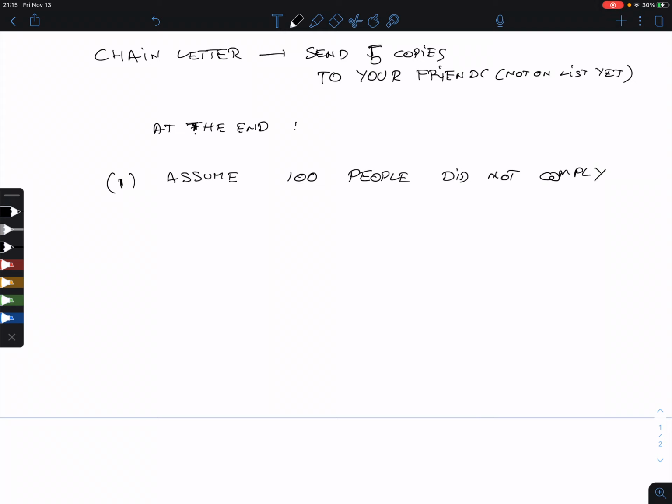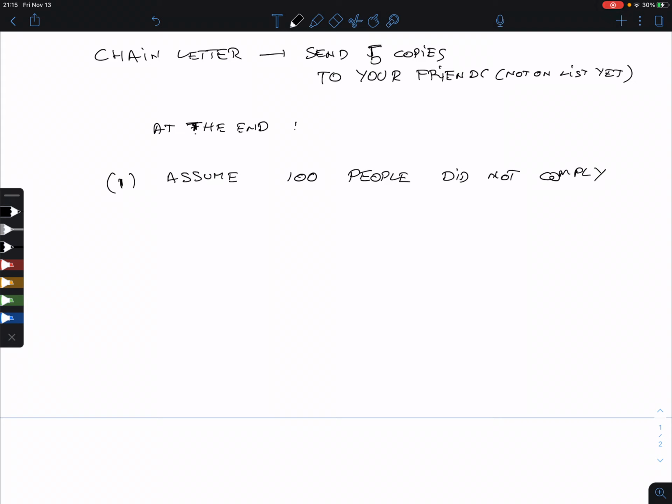You say, wait, Professor, that's not enough information. 100 people did not comply, but we also need to know who got the letter, and how are we going to find this out? Okay, I'll do a couple of more similar things, but let me show you that you can figure this out. First of all, what this has to do with trees. I hope that is clear to you.